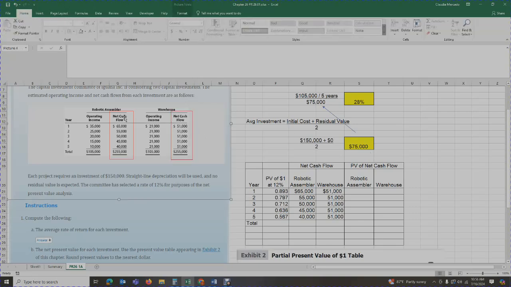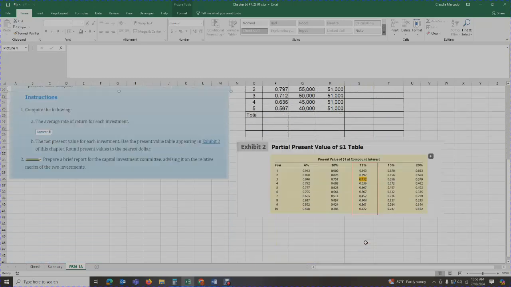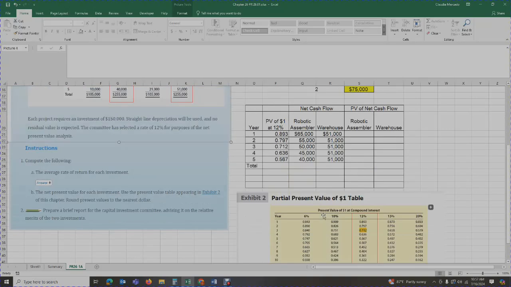So all we're doing is getting the net cash flow. We're going to be multiplying the net cash flow from each of the projects with the present value of the dollar at the 12% rate that we identified from the Exhibit 2 table.